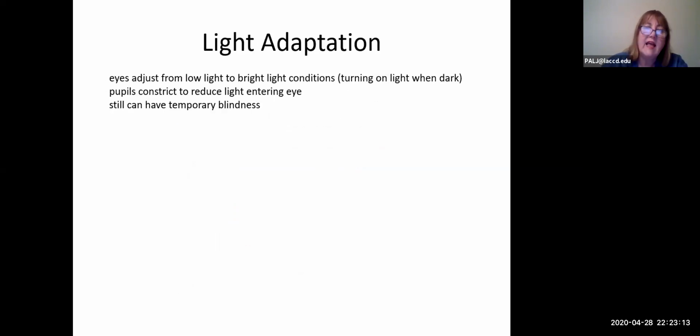Now, light adaptation would then be the opposite. You've been sitting in the dark, watching the dark movie, and all of a sudden, the lights come on, okay? So your eyes have to adjust from low light to bright light. So the first thing that's gonna happen, your pupils are gonna constrict, to cut down the amount of light entering them. But you still can have a temporary blindness. I think you all know that when somebody takes a flashlight and puts it in your eyeballs, wait a second, and then you can't see anything, okay?